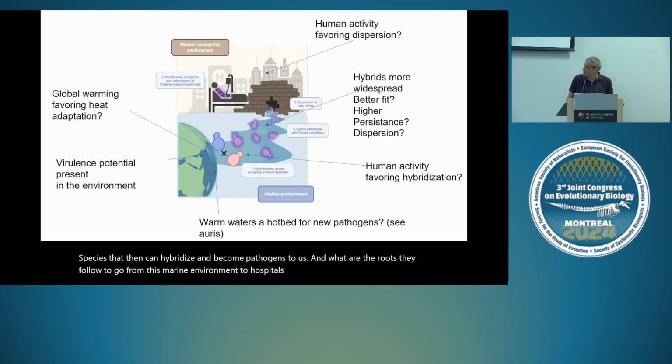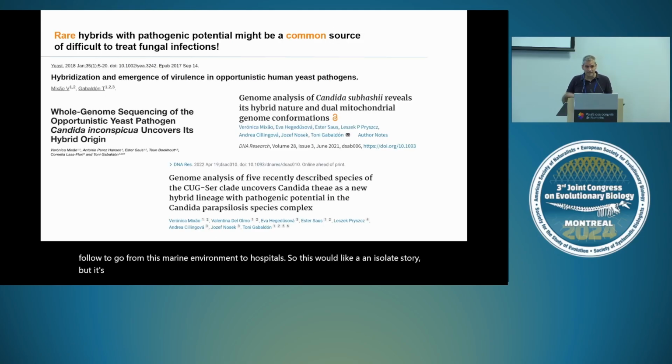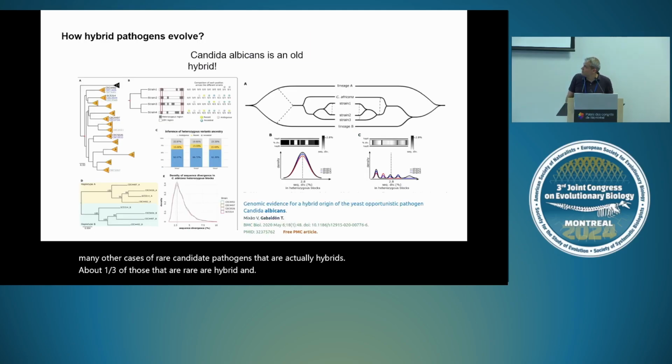So this could seem like an isolated story, but it's not. Actually, by sequencing many of these rare Candida species, we have identified many other cases of rare Candida pathogens that are hybrids. About 1/3 of those that are rare are hybrids. And not only rare species, but also Candida albicans, which is the main Candida pathogen.